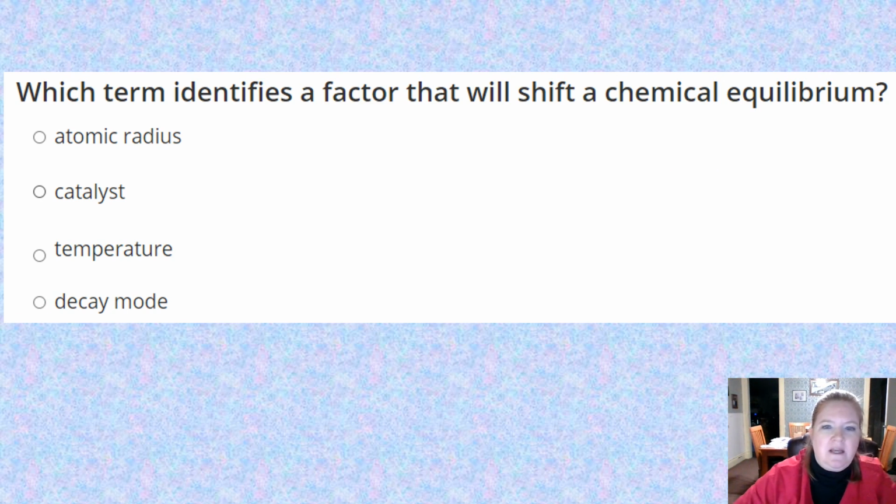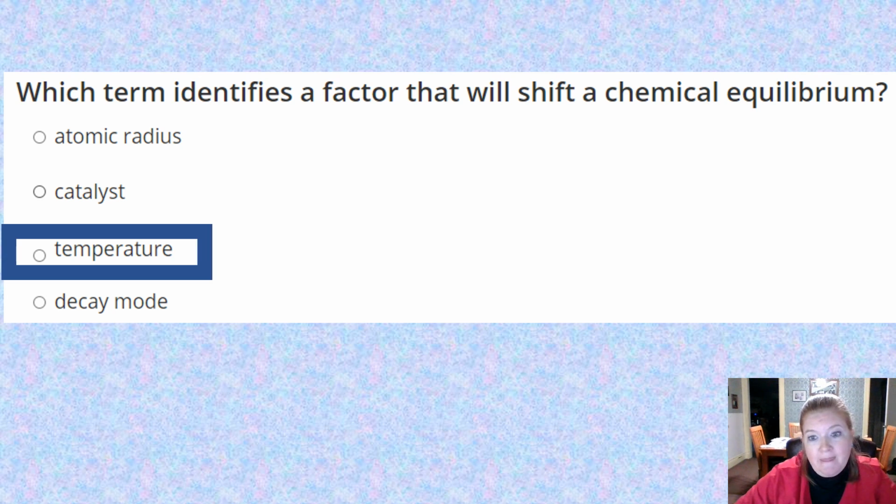Which term identifies a factor that will shift a chemical equilibrium? Temperature. Remember, a catalyst just makes you get to the equilibrium faster. It doesn't actually shift the equilibrium.